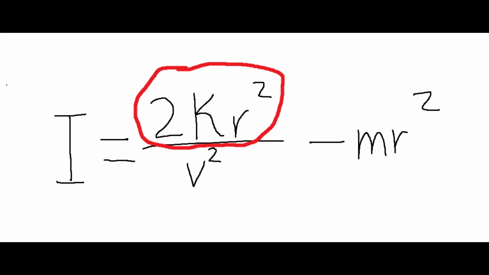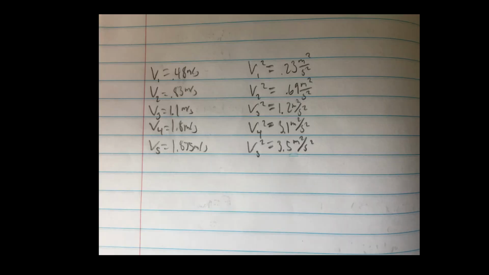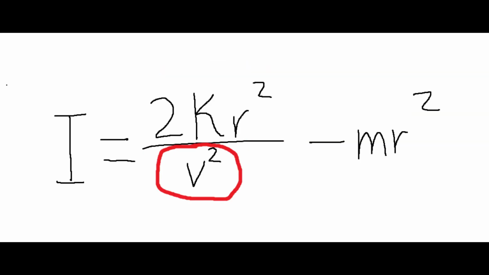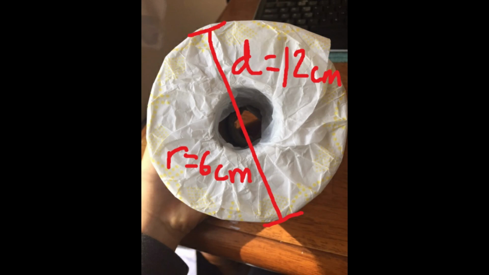So we found our numerator part of the equation. Now we need to find the denominator part. All we have to do now is take the velocities we found here and square them. Okay, so we found the numerator part and the denominator part. Now we need to find the y-intercept part. This is also quite easy. All you have to do is plug in mr squared, and that's it. By the way, the outer radius of this toilet paper roll is 6 centimeters, as I measured here. I first measured the diameter, which is 12 centimeters, divided in half, 6 centimeters.